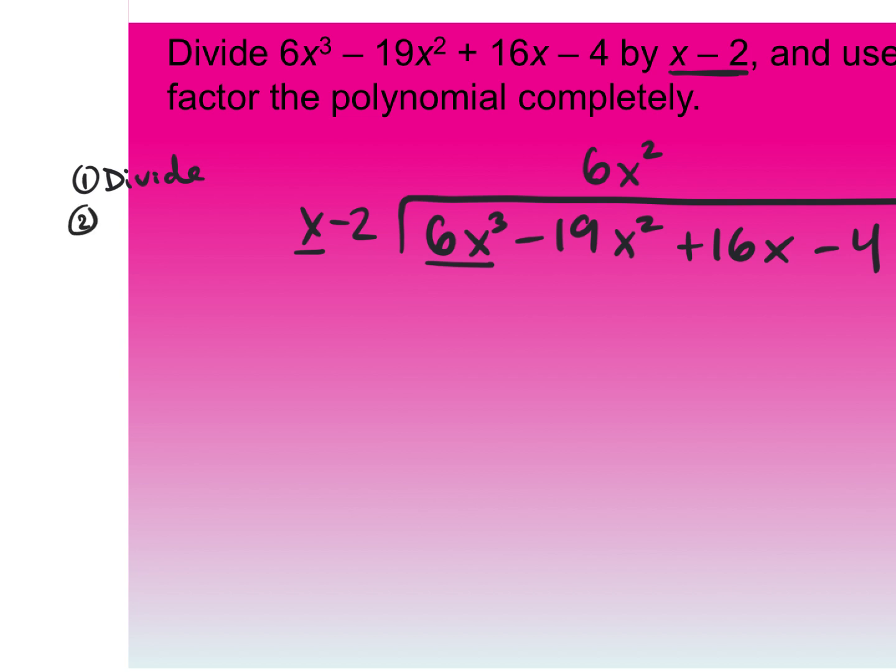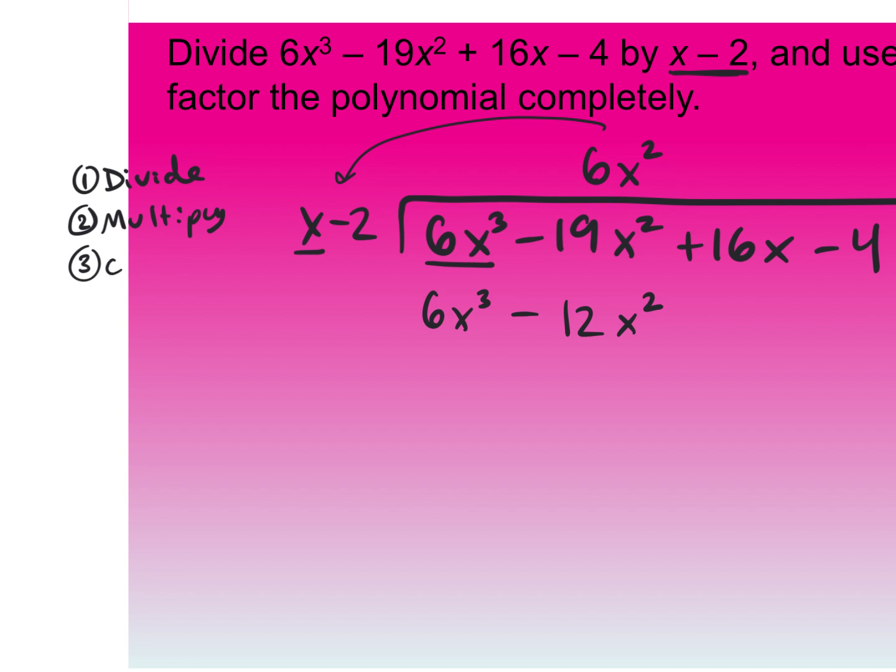Step 2 after we divide is we multiply. We're going to multiply what we just wrote up top with everything out front. So 6x squared times x would be 6x cubed. And 6x squared times negative 2 would be negative 12x squared.